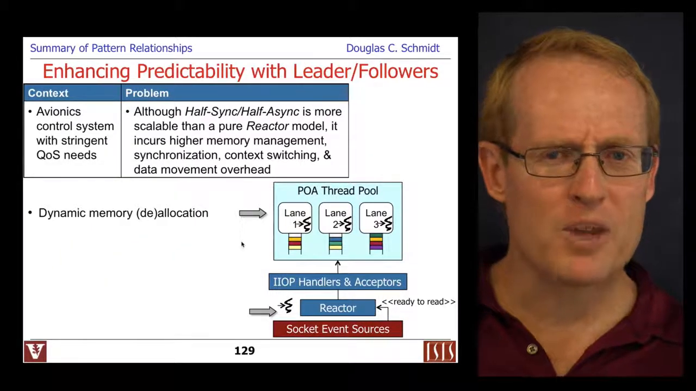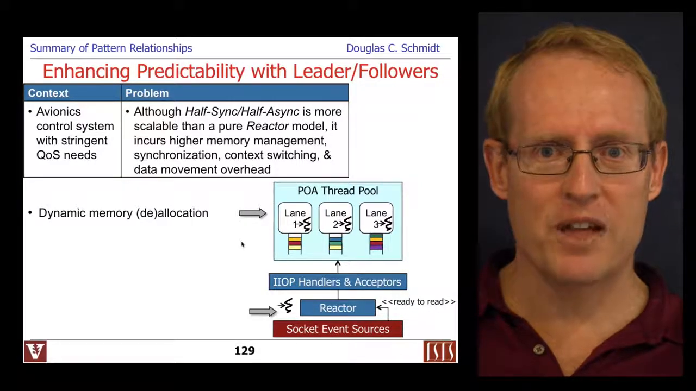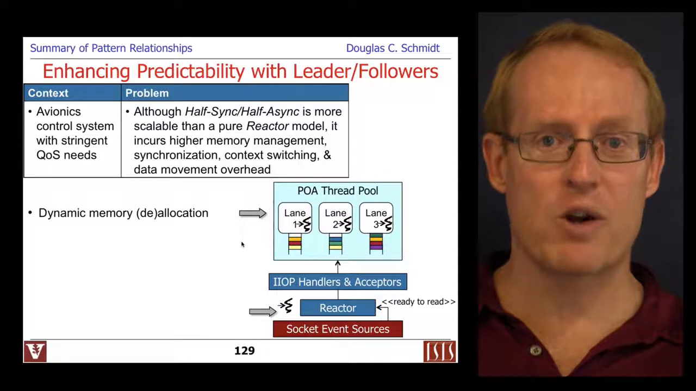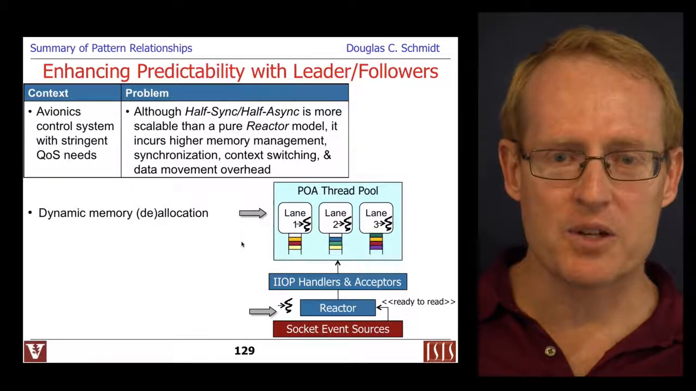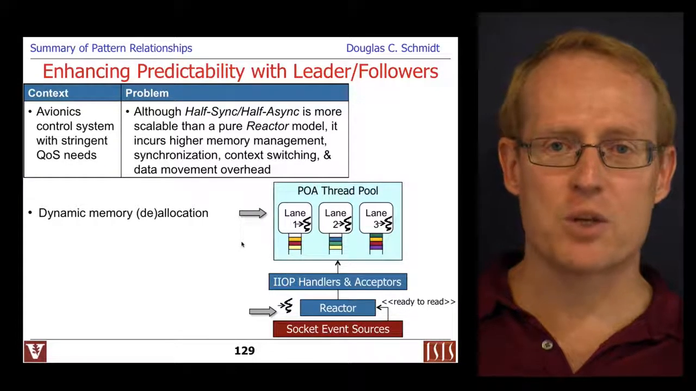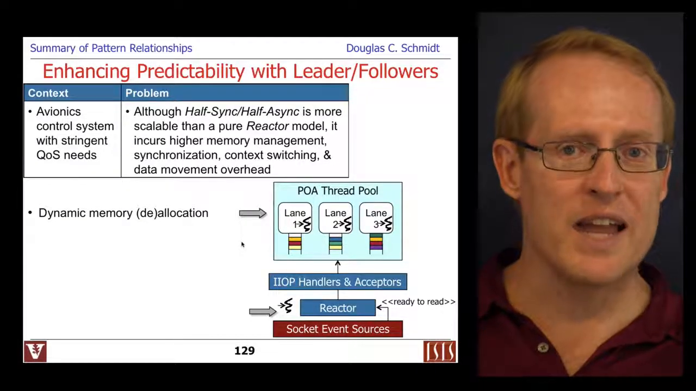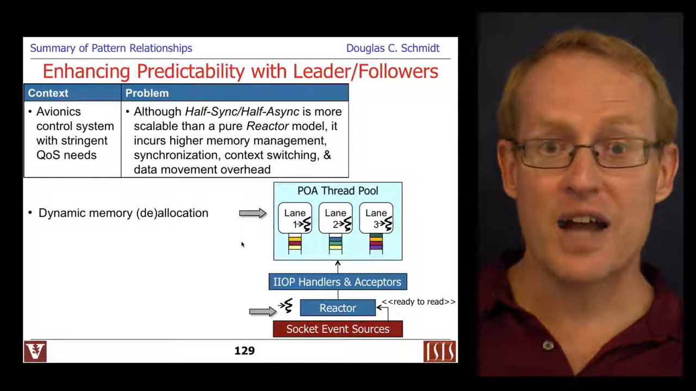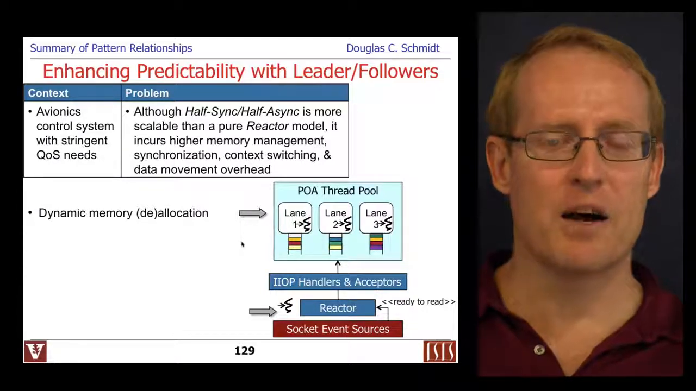But there are some problems with half-sync, half-async. This is particularly an issue if you have lots of very short-running operations. The reason we have some problems is that splitting things up into layers with threads in each layer adds some extra sources of overhead. For example, the thread that reads the data in the reactive layer is not the same thread that processes it in the sync layer above.